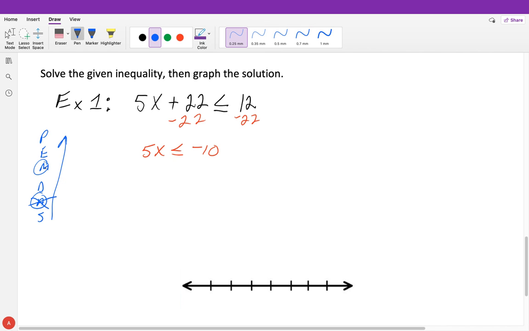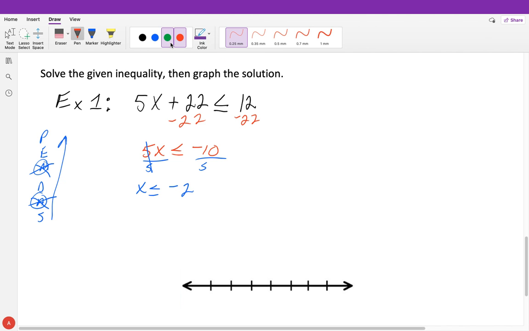So now we did our addition. Now we get rid of our multiplication, and we do that through division. And we're dividing both sides by a positive 5, so nothing needs to flip. Negative 10 divided by 5 is negative 2. Now that we isolated our variable, now we can start to graph.